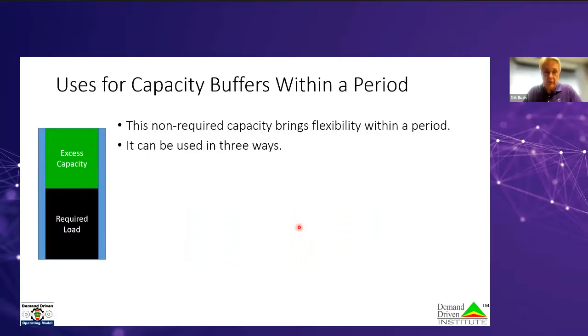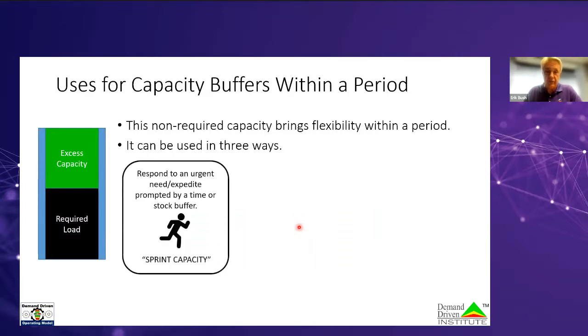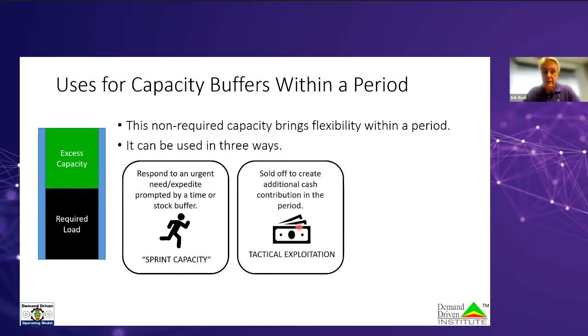So think of it as non-required capacity. It can be used in a number of different ways. One is to obviously catch up and address variation. Maybe we have an expedite or we've got a breakdown in one of the machines in the routing step.